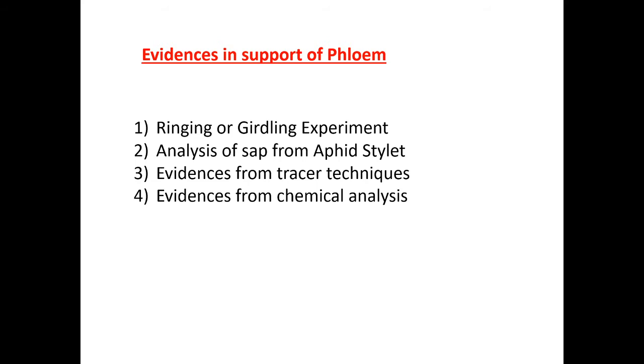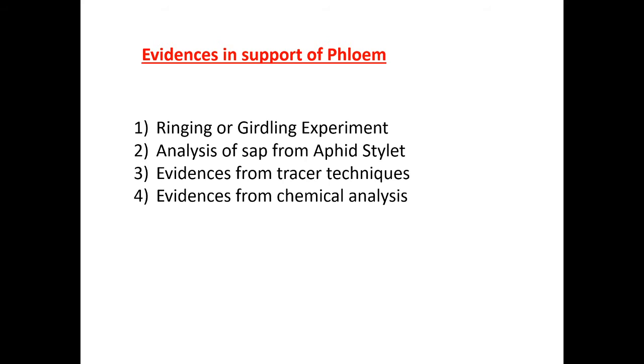If we trace this radioactive carbon, it shows that the phloem is the structure which helps for translocation. That means in phloem you find the sugar substances in higher concentrations than in xylem. Then the fourth one is evidences from chemical analysis.